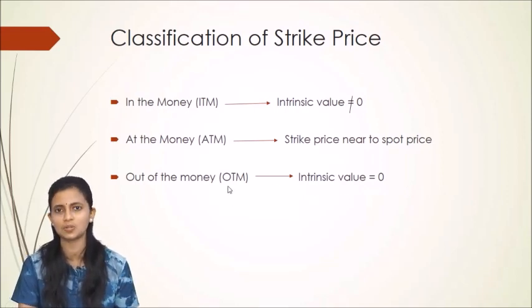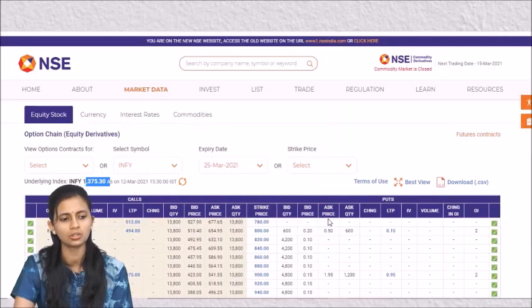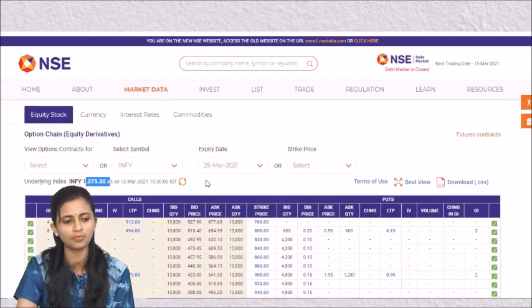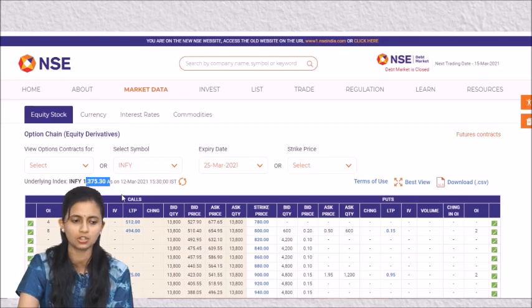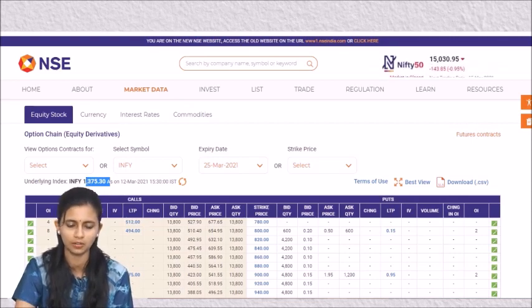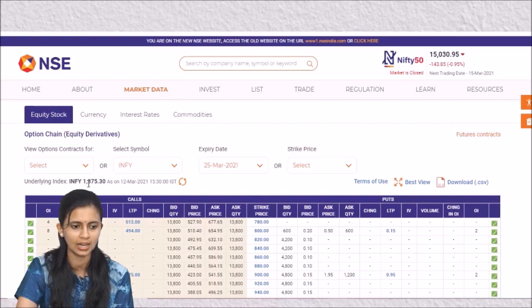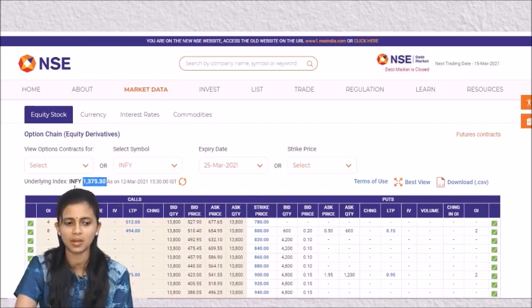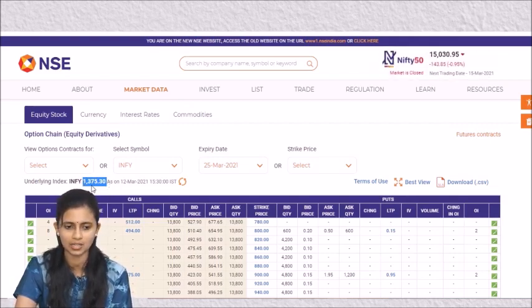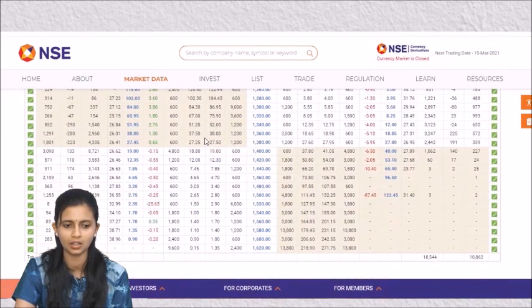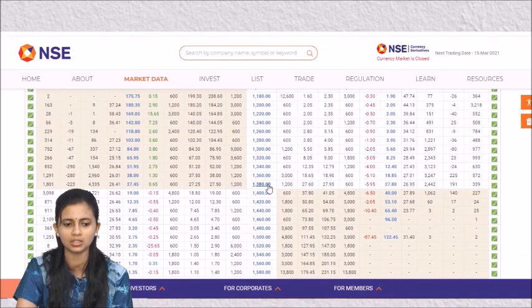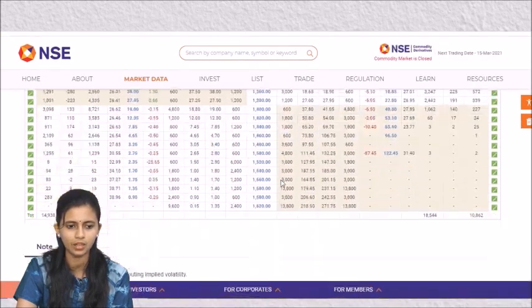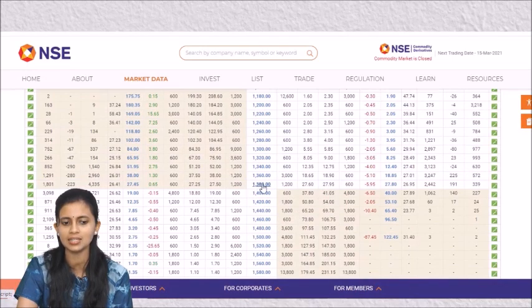Okay, now I will explain this clearly with the help of an option chain. So this is the NSE website. Here you can find the option chain of all the stocks. Now I have taken Infosys for reference. So here you can see the underlying index, that is, the spot price is 1375.3. So whichever strike price is near to this price will be the at the money strike price. So 1375 is currently the spot price. The price which is near to it, that is 1380, the 1380 strike price is at the money.